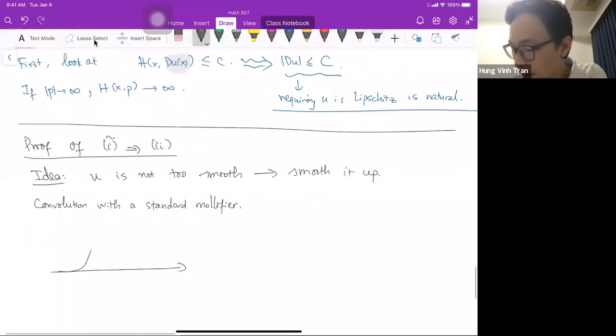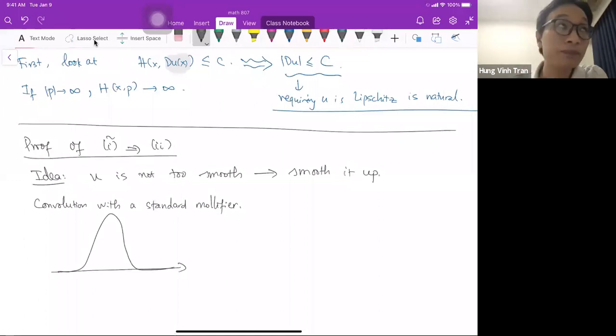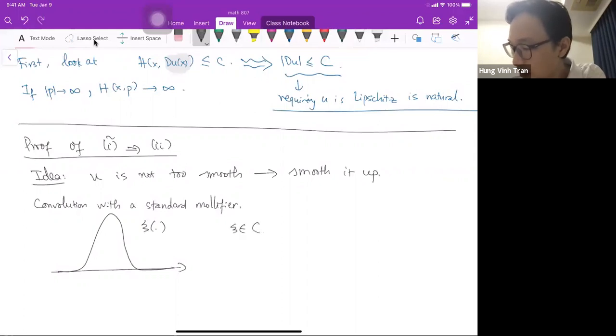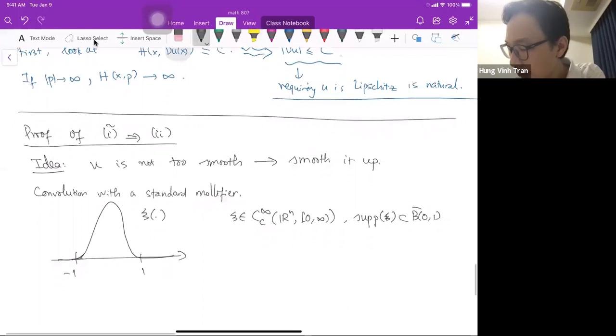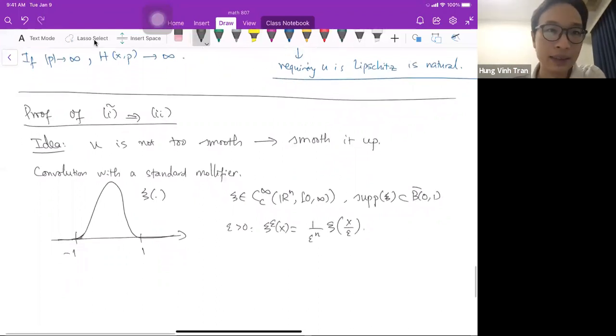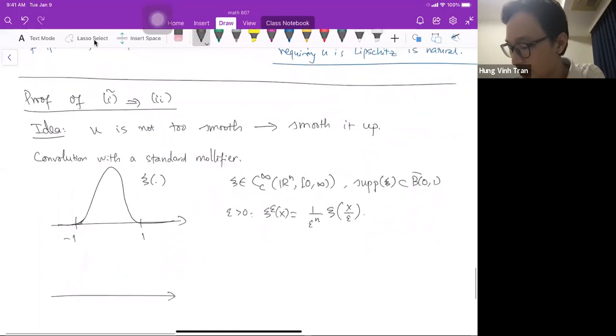I'm losing all my Greek characters now. Take a mollifier, call it C. C is compactly supported and smooth in Rn, taking non-negative values, say the support of C is in the unit ball, if you wish. In the 1D picture, this is from -1 to 1 or something like that. Then for epsilon greater than 0, you rescale it. You define C epsilon of x equals 1 over epsilon to the power n times C of x over epsilon. Roughly speaking, it's like a bell curve, and you rescale it to be tighter but higher.